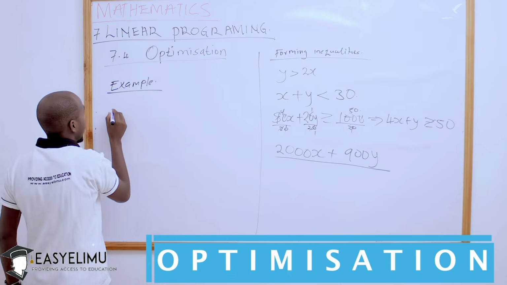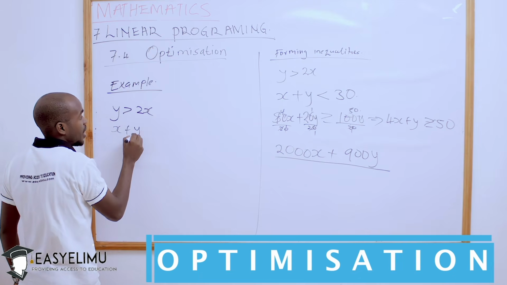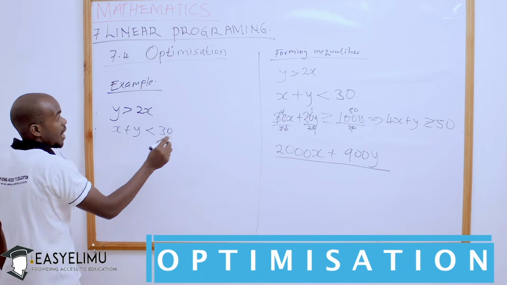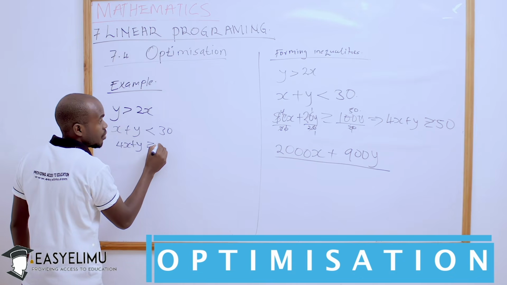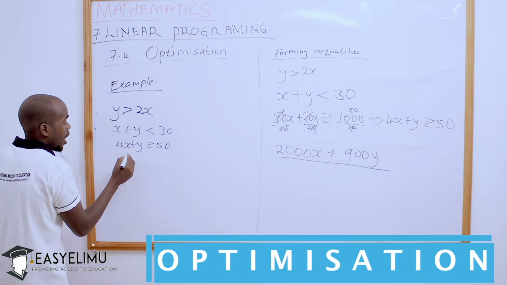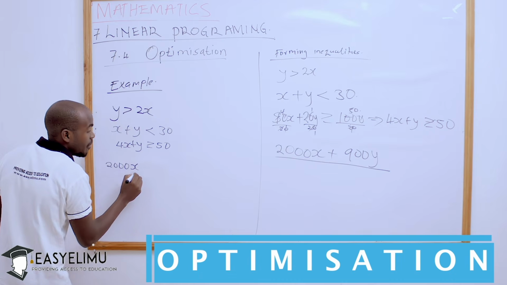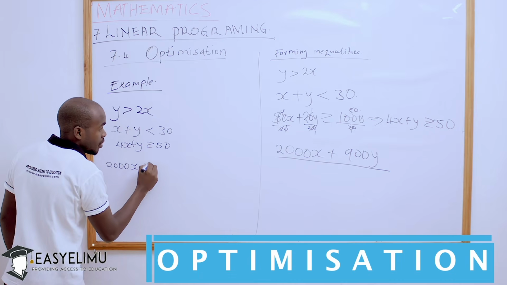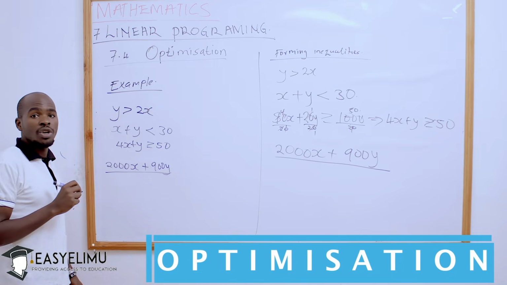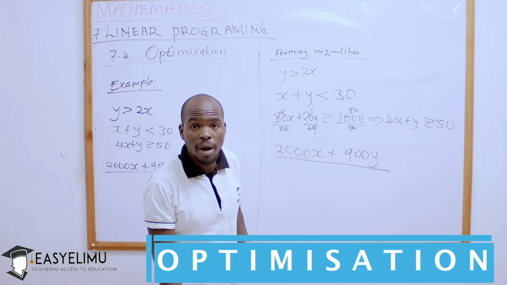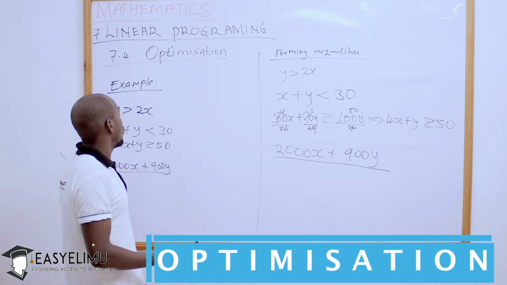And we can write that one as y is greater than 2x. If I may just write it here, x plus y is less than 30. And also 4x plus y is greater than or equal to 50. And we have found an objective function here, 2000x plus 900y. So we shall see how we may use it to find the maximum or minimum expenditure that the contractor will make. For that, we now need to graph this.